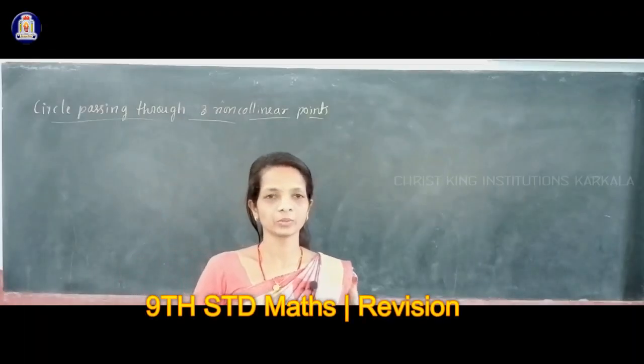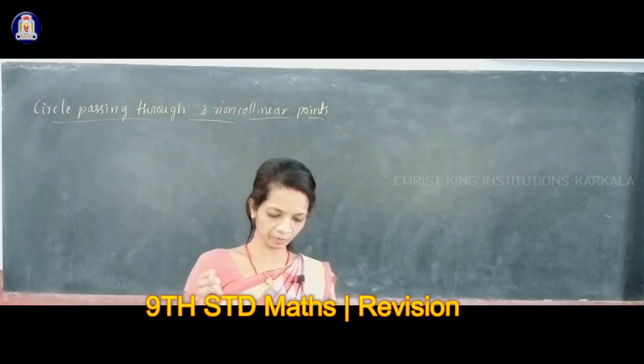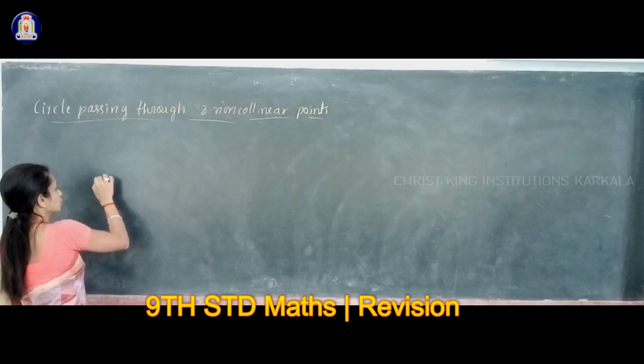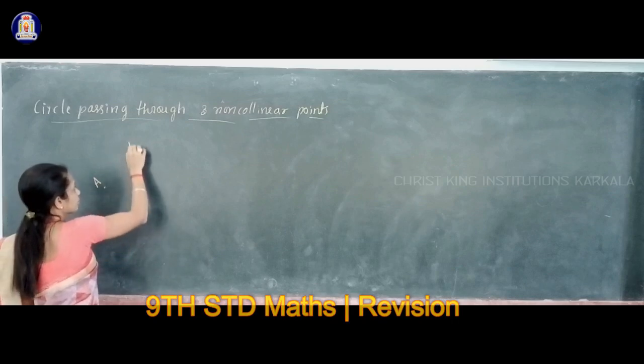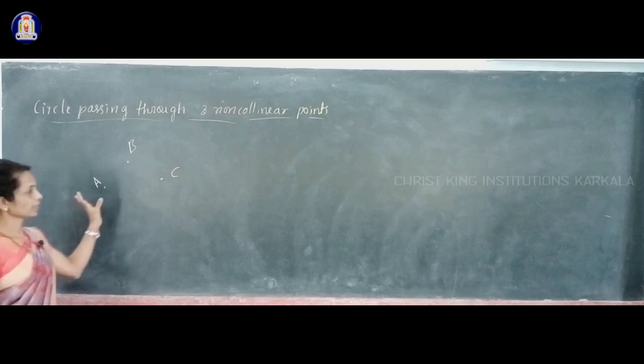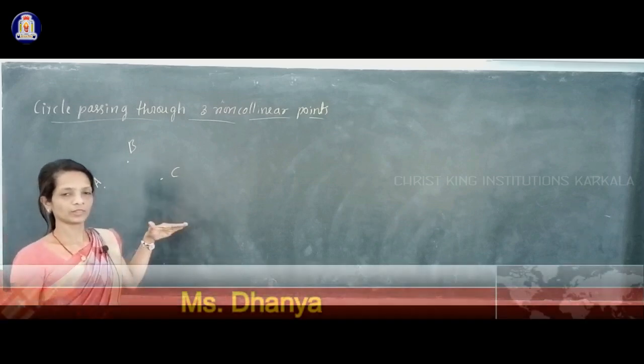Draw a circle through three non-collinear points. Suppose you have three non-collinear points. I'll take three non-collinear points as A, B and C. Non-collinear points means points which are not on the same line.